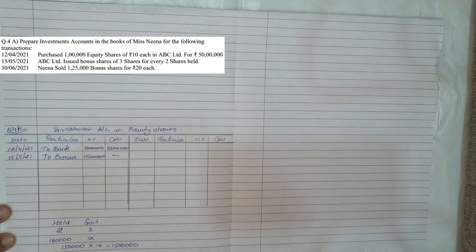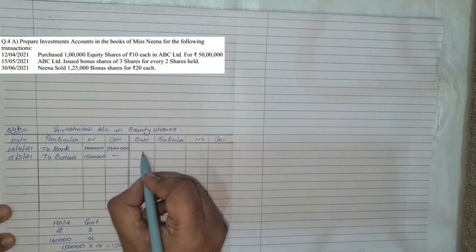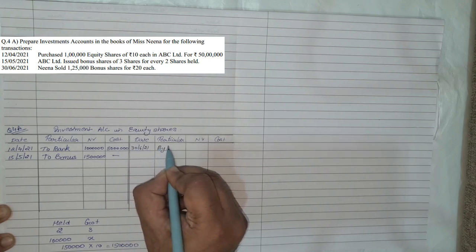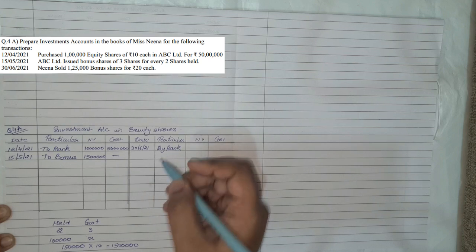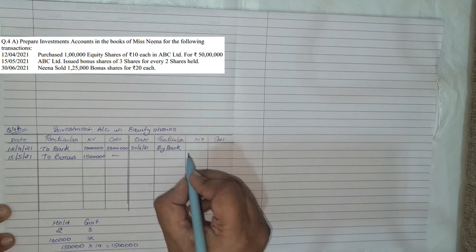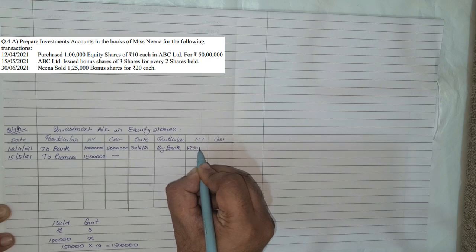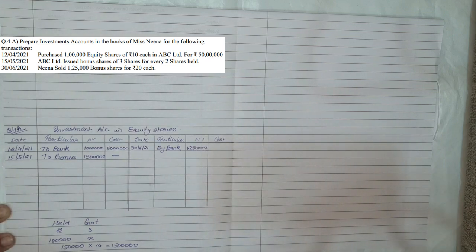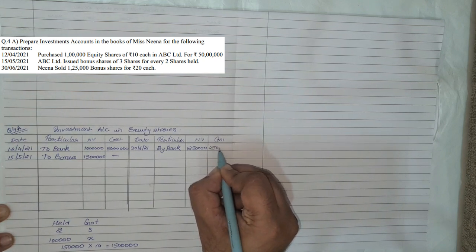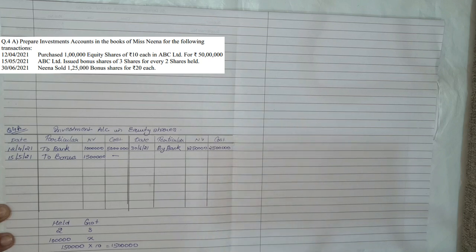Chalo, and then after that they said on 30th June you're selling. So I'm writing here 30th June 21, by bank account. You are selling, Nina sold 1,25,000 shares. So 1,25,000 shares for 20 each. First of all, 1,25,000 into 10 will become 12,50,000. And again 1,25,000 into 20 rupees will become 25 lakhs. So we have written that there.